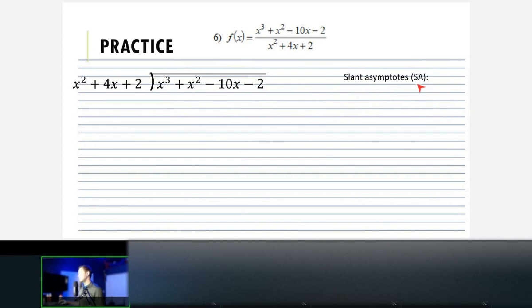So again, determine, does it even have an SA? And well, class, this has an SA, right? That's a 3 and that's a 2. Yeah. Because it's not in the form of x plus or minus some number in our denominator, we can't use synthetic division. So we have to use long division.